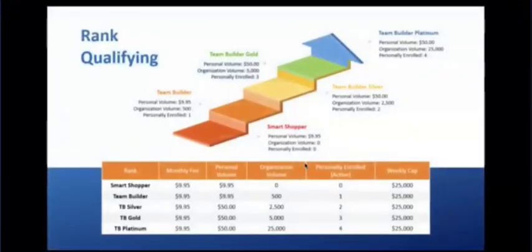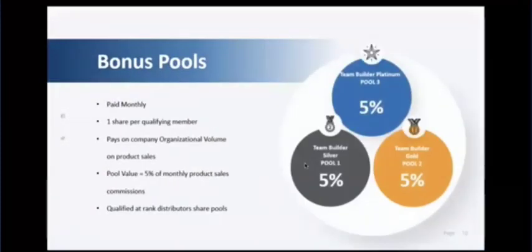This means that to hit the first bonus pool, you need an active $9.95 a month membership. You need a total of $50 in volume, which means yourself or people below you, and you're going to need an organizational volume of 2,500. If you do that, which is very doable in my opinion, you're now going to take one share. Back to the other slide, Trisha, you're going to take one share of the global bonus for silvers.